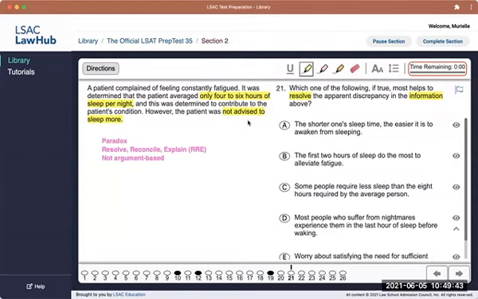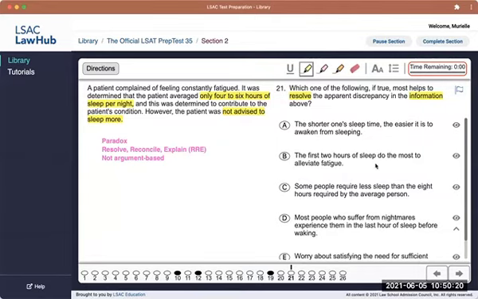So yeah, maybe they would advise that it's better if you sleep for a solid period of time at night and not take any naps. Okay. But yeah, not advised to sleep more. Why not? A, the shorter one's sleep time, the easier it is to awaken from sleeping. Okay, so that's a pro for short amount of sleep, but we're talking about a patient here who's complaining of feeling tired, not complaining that they can't wake up easily.